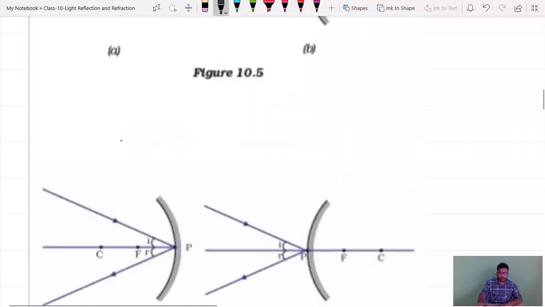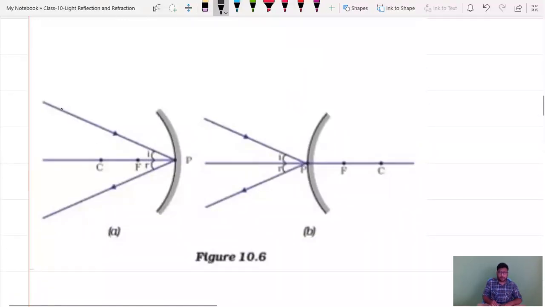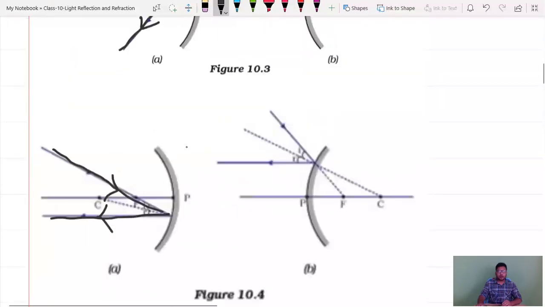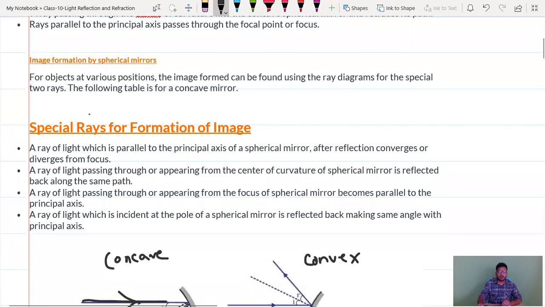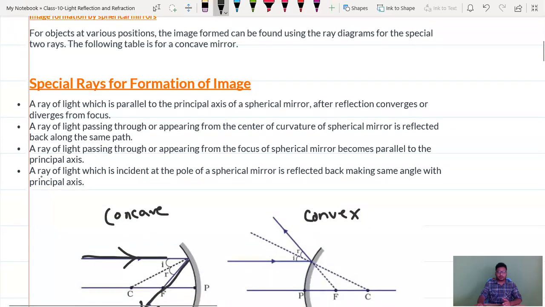Fourth, if an incident ray is touching the pole with some angle theta, the reflected ray also will pass from the pole making angle theta. Both thetas will be equal. Those are the 4 rules you have to understand for drawing ray diagrams. Here I have mentioned 4 rules. Special rays for formation of image. Clearly I have mentioned 4 rules here.